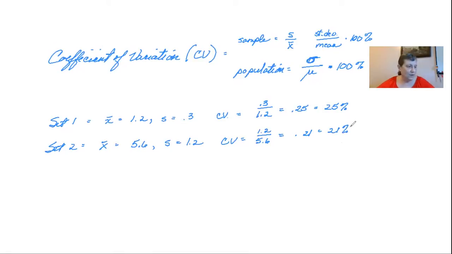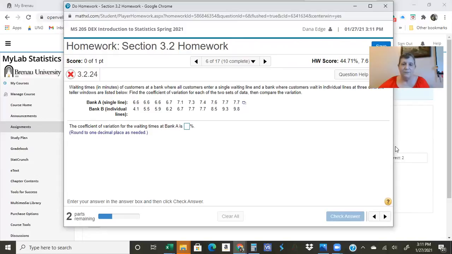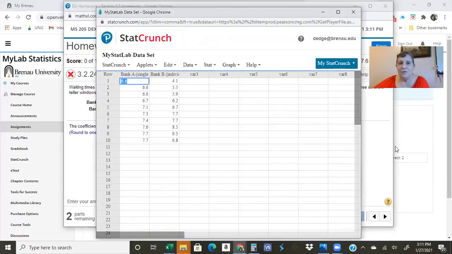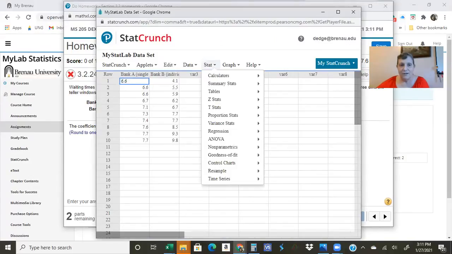Let's look at a problem in StatCrunch where they ask us to do this. So here's an example. To do this in StatCrunch, you do not actually have to look up the standard deviation and the mean. The coefficient of variation is one of the things we can actually look up under statistics. So I'm going to go to statistics.